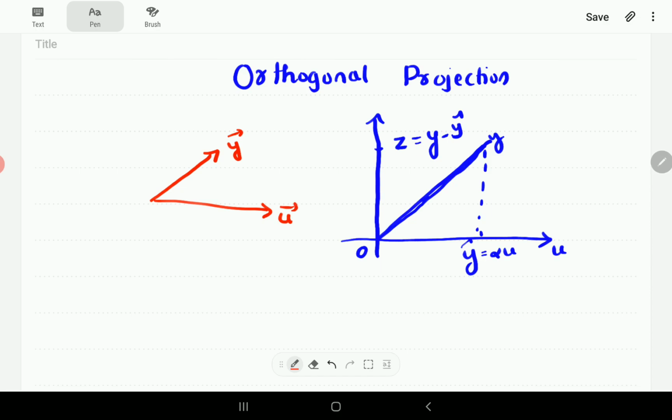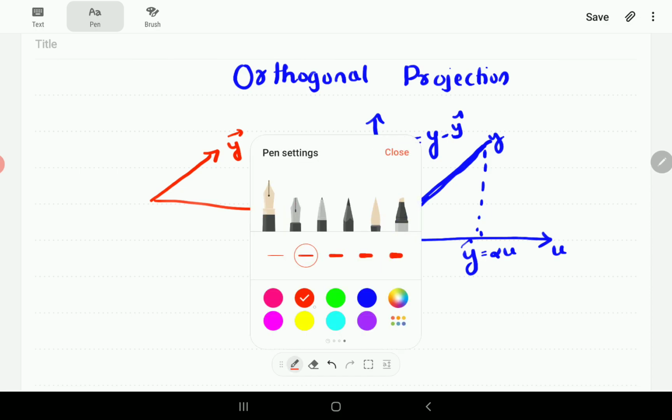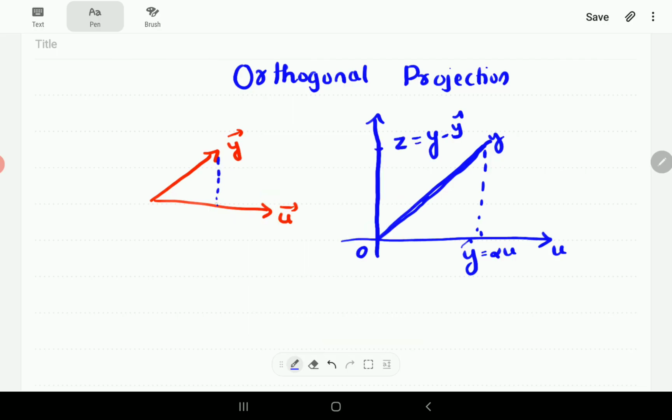This is my vector u. I want to understand what is the projection of y. So this perpendicular line, if you see, in the direction of u: the projection of this y on u will be this perpendicular line. If you observe this, it is in the direction of the vector u.